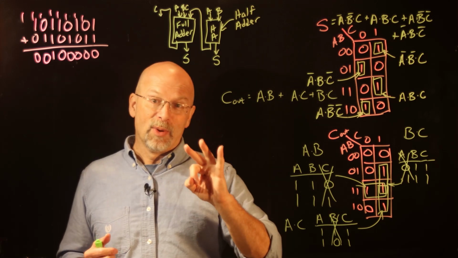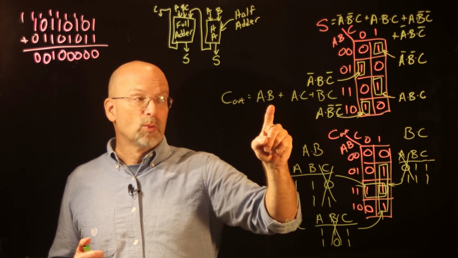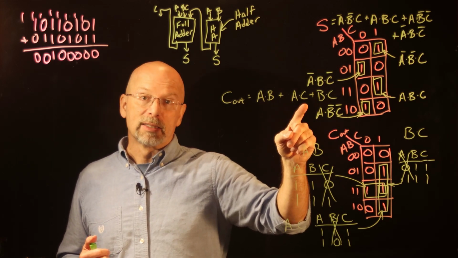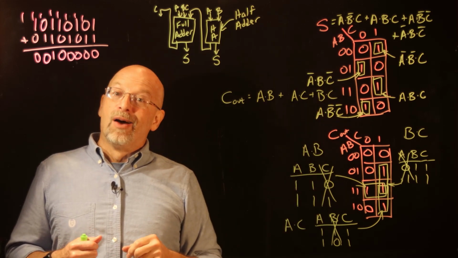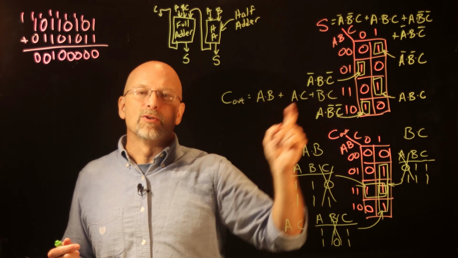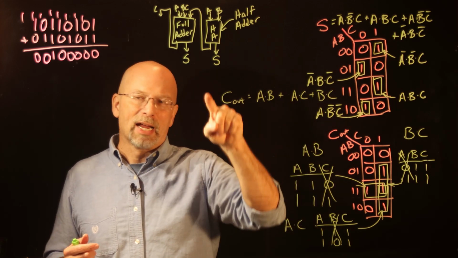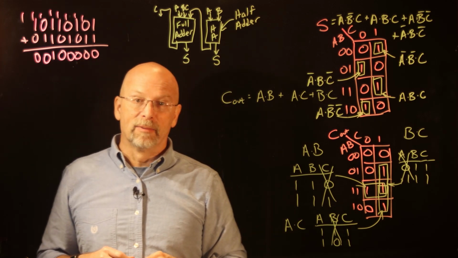Well, there are only 3 ways that only 2 inputs can be a 1. Either A is a 1 and B is a 1, or A is a 1 and C is a 1, or B is a 1 and C is a 1. What if all 3 of them are 1s? Well, all 3 of those products are 1, and our carry out is going to equal a 1, and we're going to get a carry into the next column.